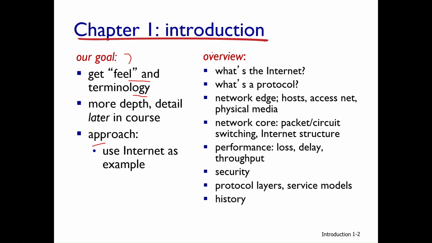What's the overview of the introduction? What's the internet? What's a protocol? What's the network edge, host, access net, physical media? In the network core, we have packet and circuit switching. So what is the network edge? The host devices, the access nets, and the physical media. Whereas the network core consists of packets, the switching of packets, and internet structure. Performance is calculated using loss, delay, and throughput, then security over the network, protocol layers and service models, and the history of networking.